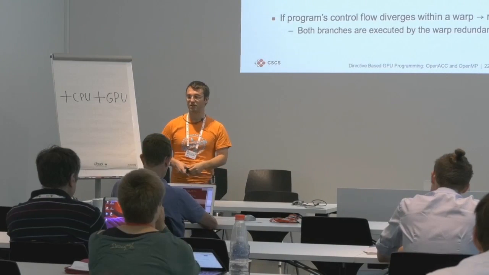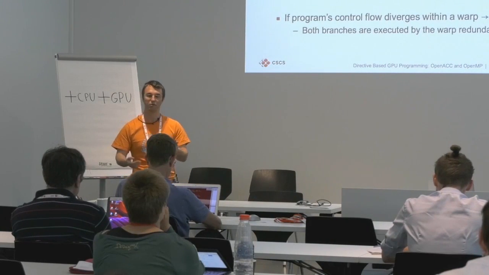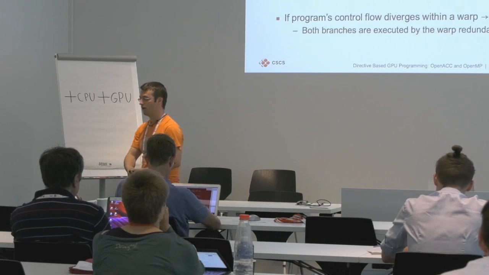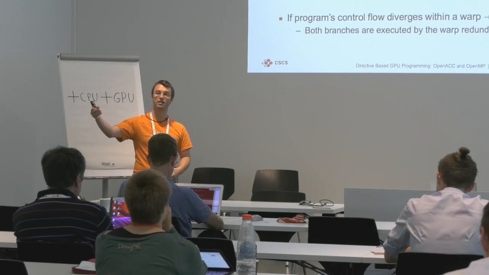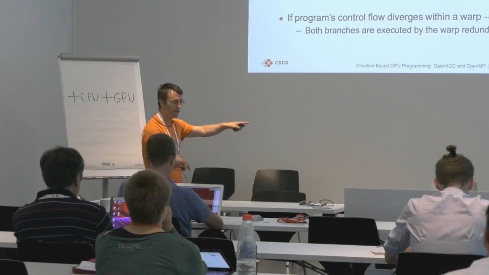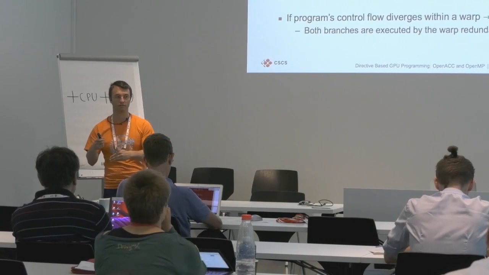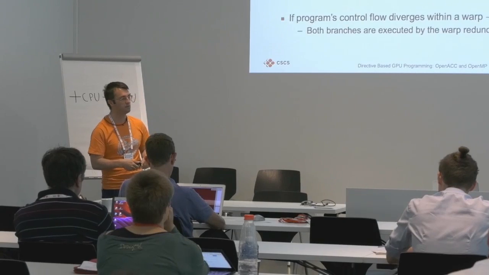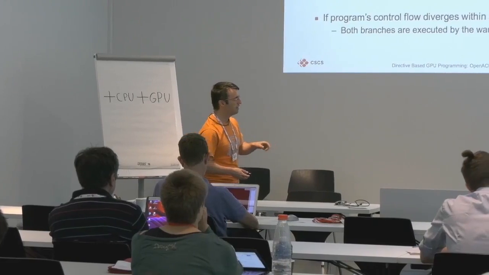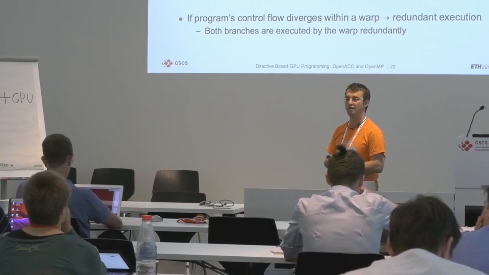So what happens? I said that the hardware always executes the same instruction in these 32 threads. So the hardware will just say, okay, I will execute both branches. I will run the first branch, disabling and masking out the 20 threads, and then I will execute the other branch, masking out the other part. In GPU terminology this is called a divergent warp. Although initially, when you start to program with GPUs, that's a feature that we're not used to.